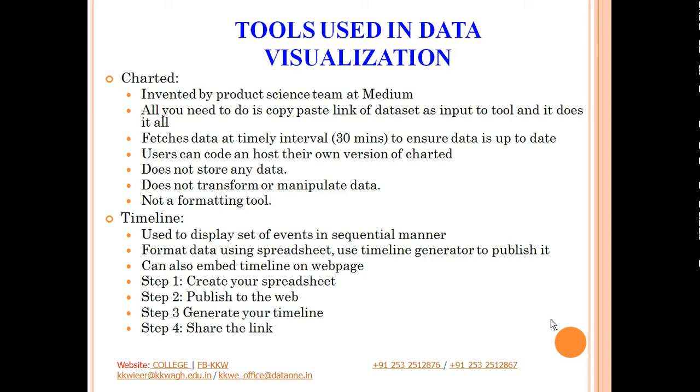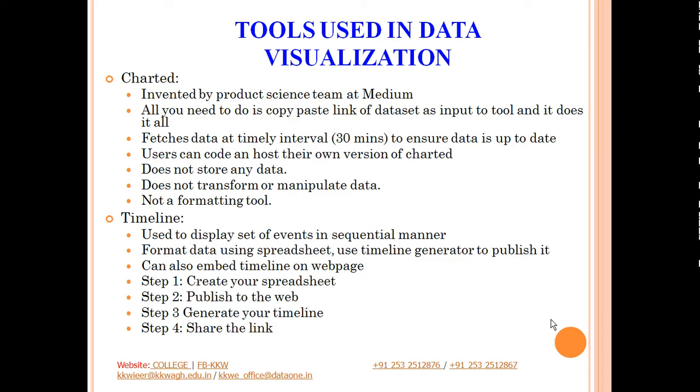Then the next tool is Timeline. As the name tells you, timeline. It is used to display a set of events in a sequential manner. Something happens after some time, then after some time, then some event happens. So if you want to display the set of events in some particular sequence or in a timeline fashion, then you can go for this particular tool.